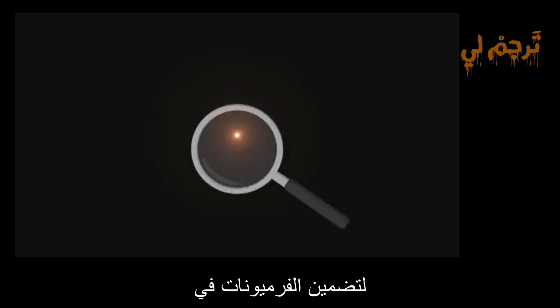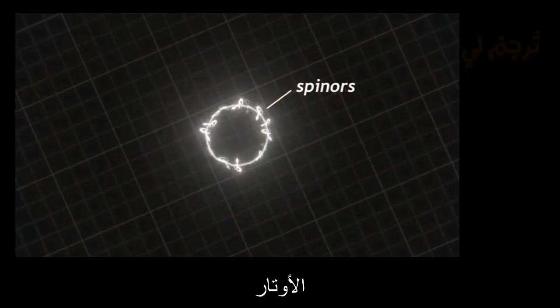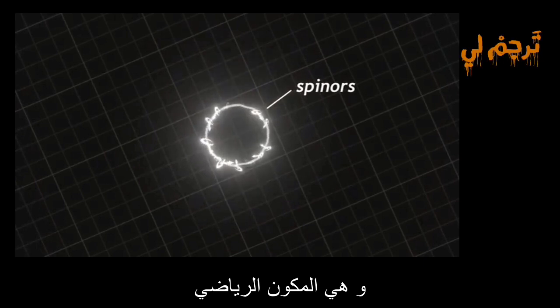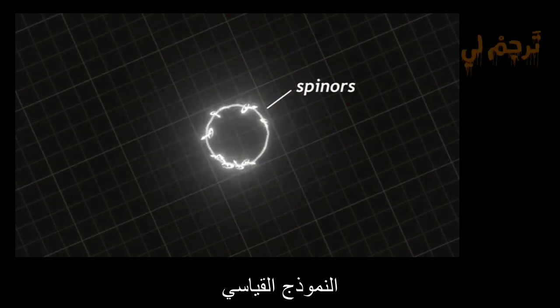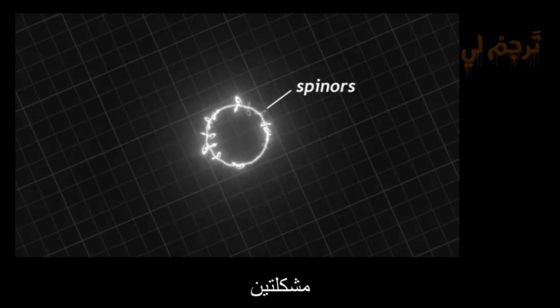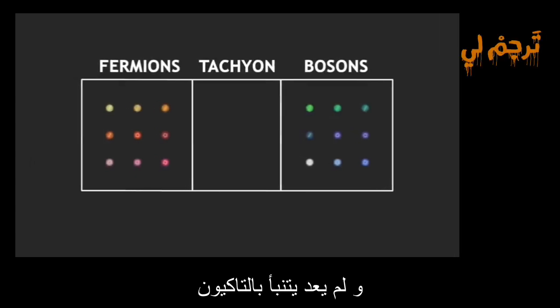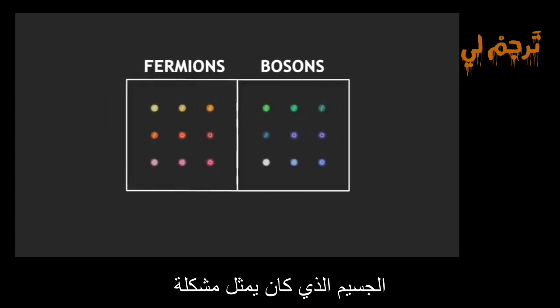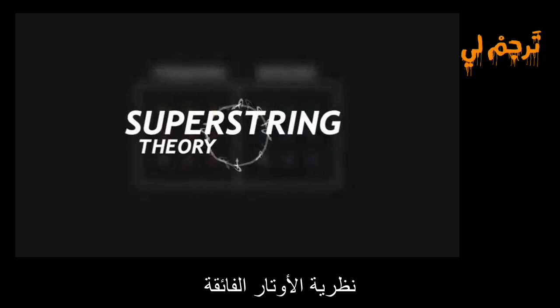To include fermions in our model, the idea is to add spinors on the strings. They are the mathematical ingredient that already described fermions in the standard model. By simply adding spinors to the strings, we solve 2 problems. The model now predicts the existence of fermions, and it no longer predicts the tachyon, the particle that was problematic. This more complete theory is called superstring theory.